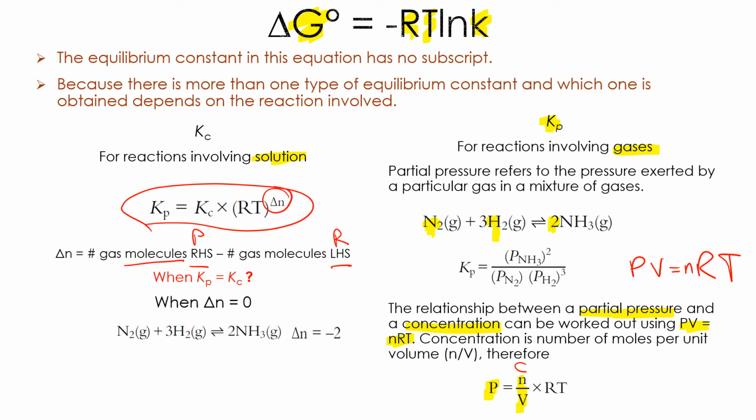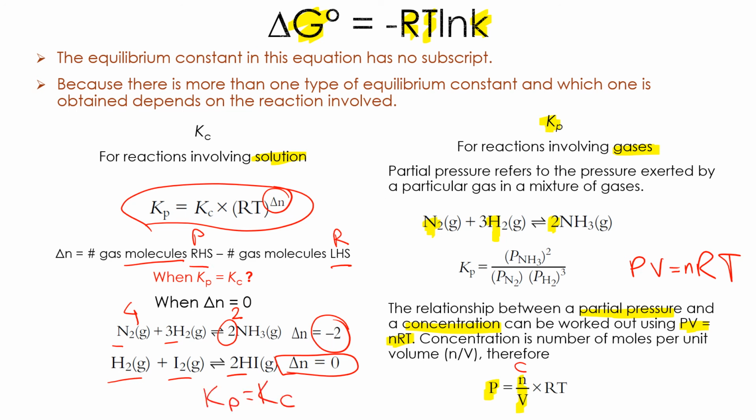So here is an example for delta n. Here delta n is -2 because we have 4 moles of reactants and 2 moles of product. So the product minus reactants gives -2. While in this reaction, we have 2 products and 2 reactants, so delta n is equal to 0. So in this case, Kp is equal to Kc, where delta n is equal to 0.